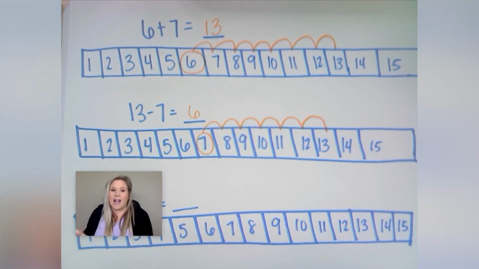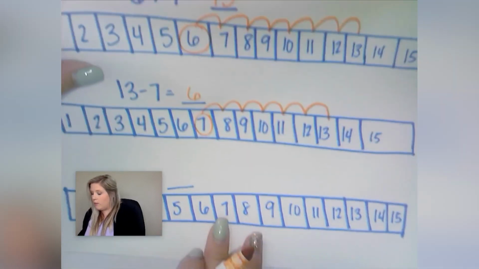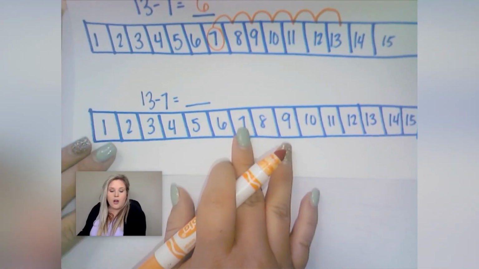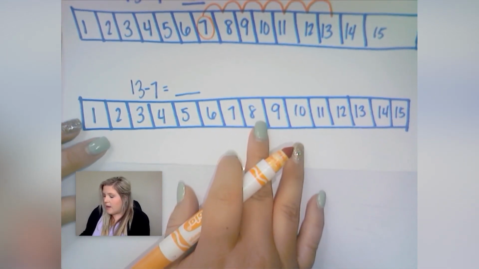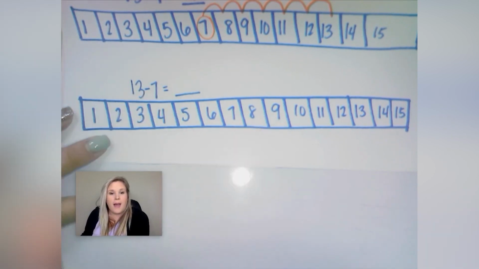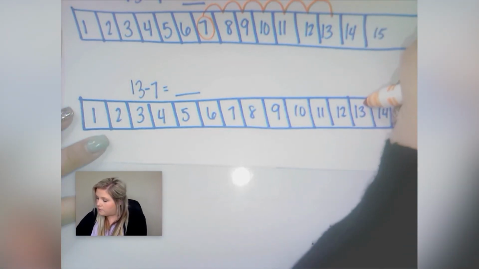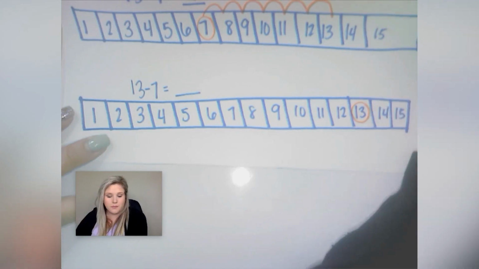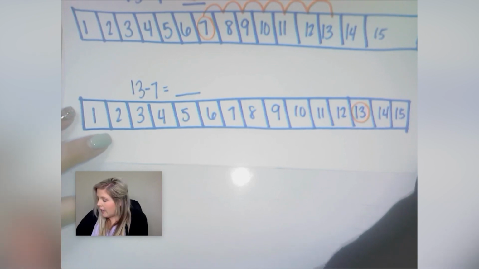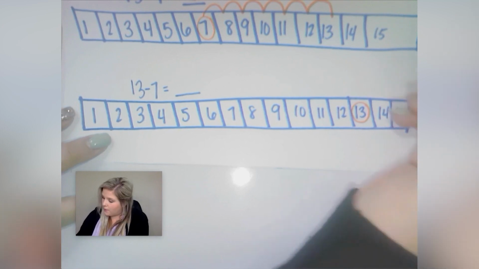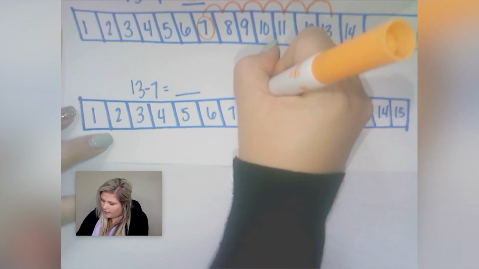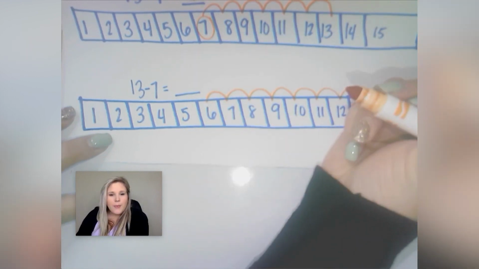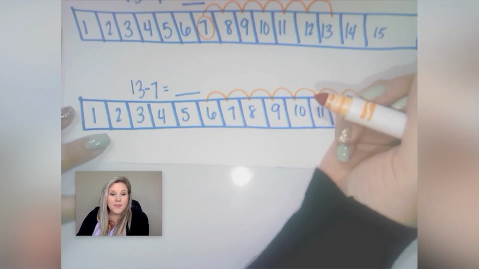Let's use the exact same problem, 13 minus 7 equals some number, to solve the problem another way. This time, I am going to start my path at the number 13. I want you to follow along with me. Next, I will count back 7 spaces. 1, 2, 3, 4, 5, 6, 7. What number did I land on? 6.